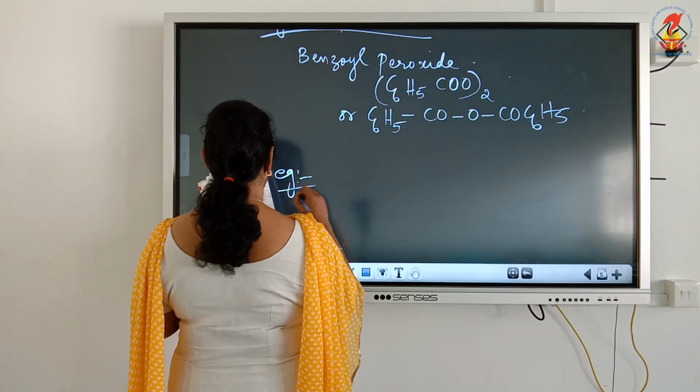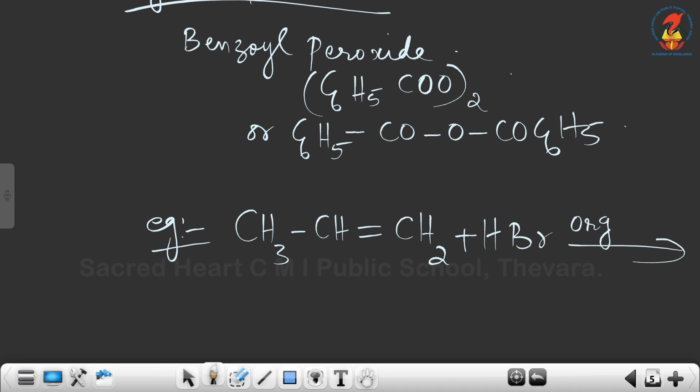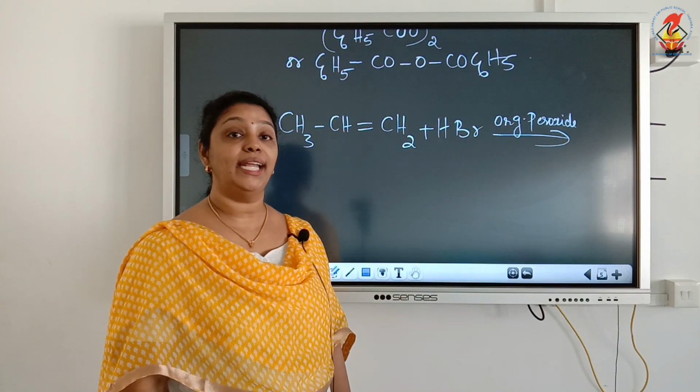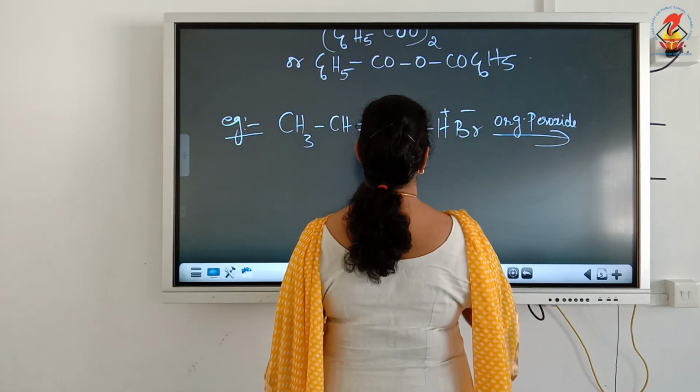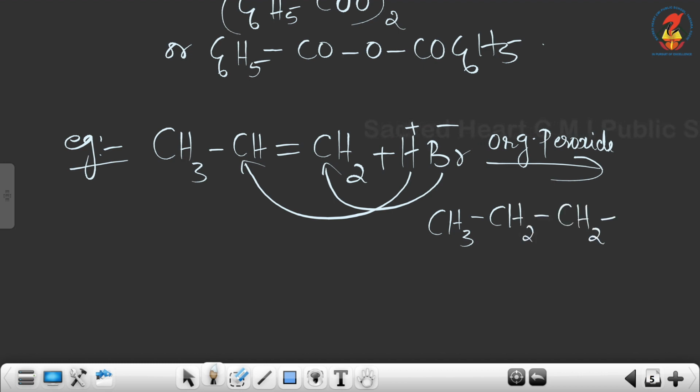Example for this. With propene we will write CH3 CH double bond CH2 plus HBr. Now, I am going to write organic peroxide above the arrow. So, whenever you see organic peroxide above the arrow, or you will see the benzoyl peroxide formula, then the product is written according to Anti-Markovnikov's rule. So, here we have Br minus added to the carbon with more number of hydrogen, and H plus will add to the other carbon. So, what will be the product? CH3 CH2 CH2Br. What is this compound? This compound is 1-bromopropane.